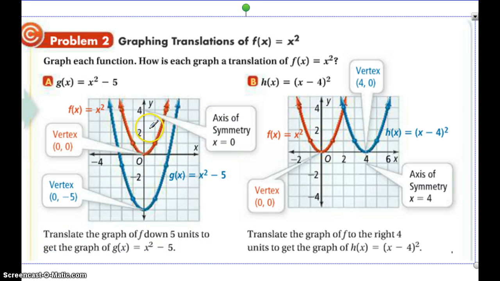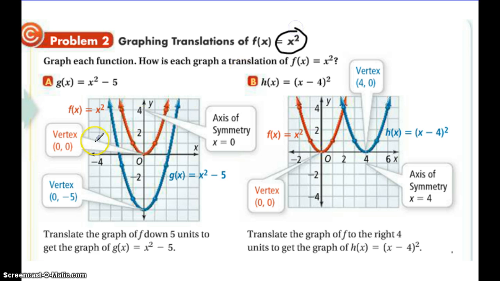Let's refamiliarize ourselves with the translations of the parent function x squared. In the book, they took a look at two different types of translations. One, here they're subtracting 5 from the entire parent function. Here, they're subtracting 4 from the x value within the parent function. Remember, when it's outside the parent function, it's a vertical shift. In this case, the parent function is shifted down 5 units.